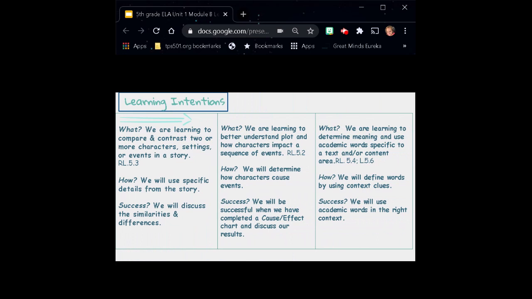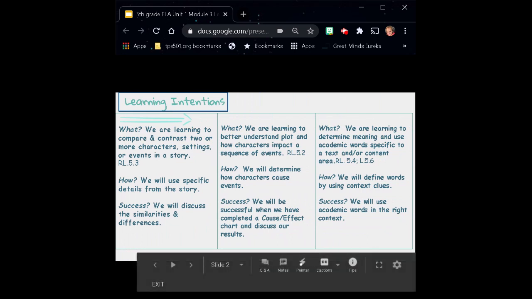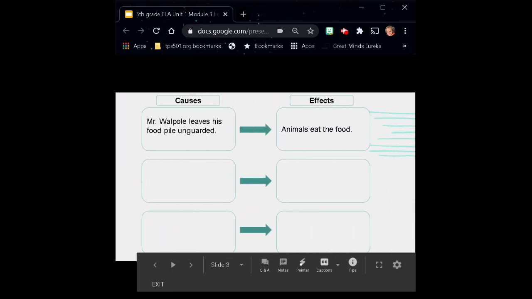Another thing we're going to be working on is learning to determine the meaning and then use academic words specific to a text and or the content area. Today, we will be defining those words by using context clues. We will use academic words in the right context, and that's how we will know we are successful. This will be the cause and effect chart we complete today.